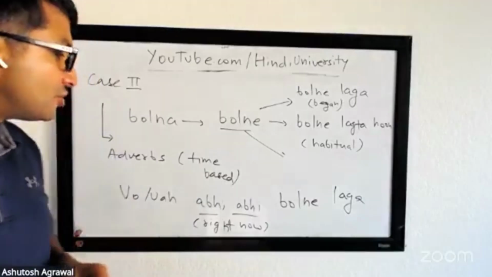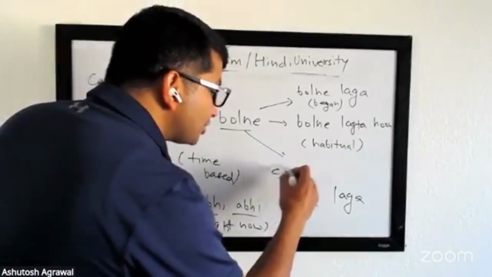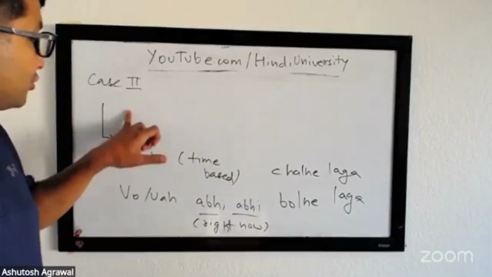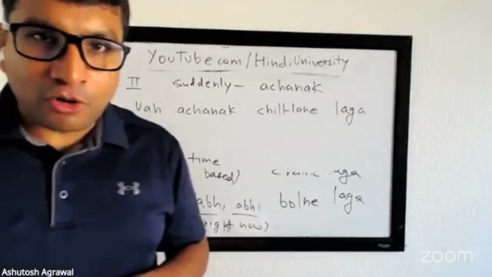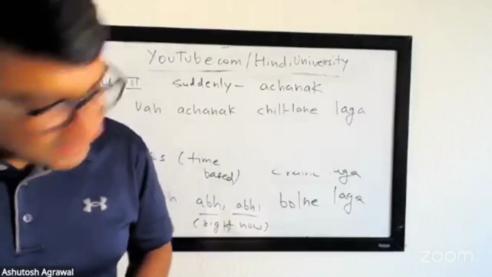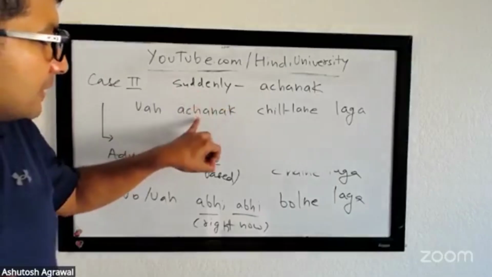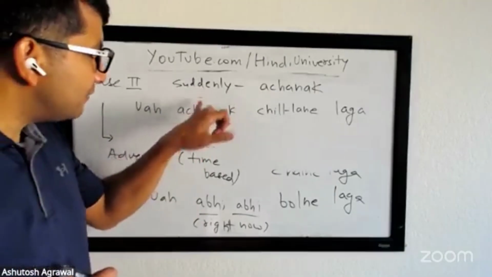Or he just started walking. वो अभी अभी चलने लगा. You want to say suddenly he started screaming. So you can say वह चीखने लगा और वह चिल्लाने लगा. Let's do some more practice of adverb with this. So far we did abhi abhi, suddenly, which is achanak.